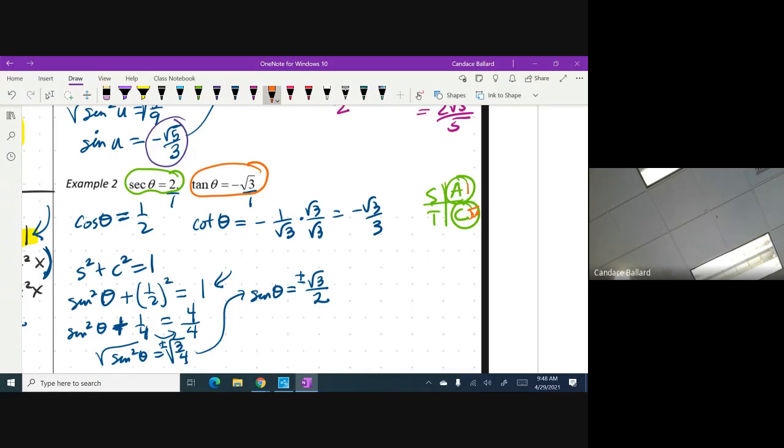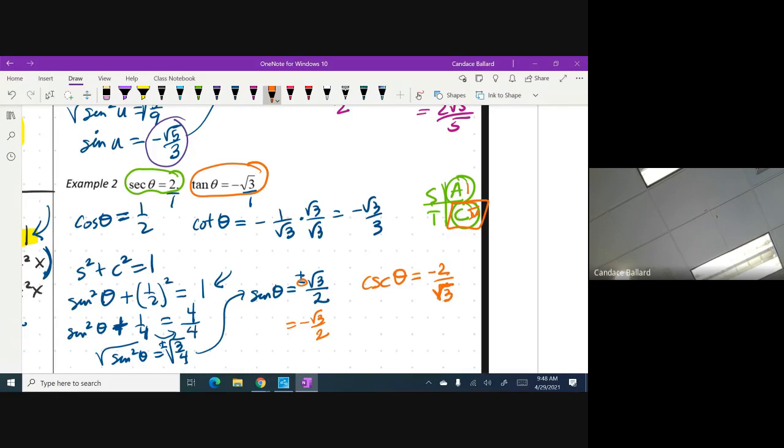Okay, it looks like we are in quadrant 4 right now. So I know that when I take the square root of this, I actually want the negative one. So this is actually going to be negative square root of 3/2, because we came out with this quadrant. All right, I'm going to flip my reciprocal. Cosecant of theta equals negative 2 over square root of 3.